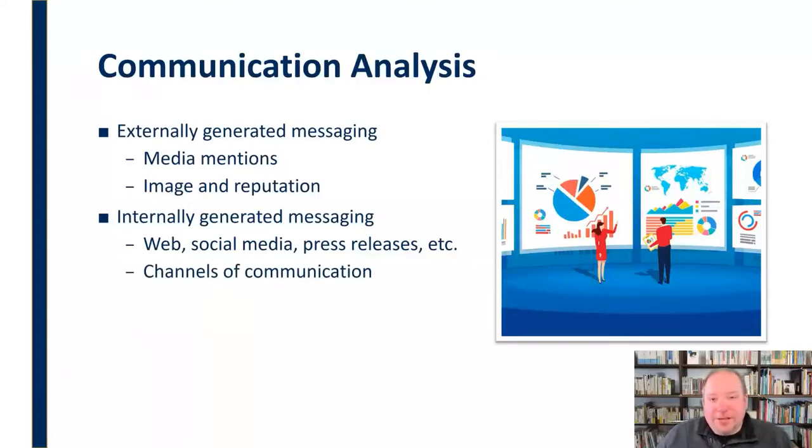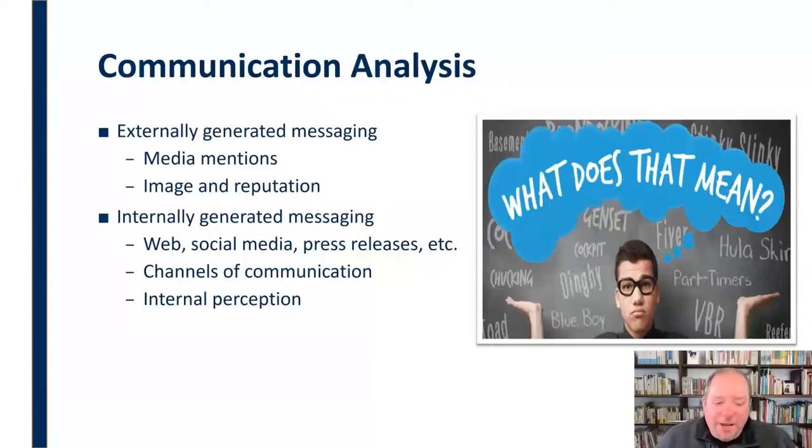We need to take a look at their channels of communication. What are their primary methods through which they are communicating their message and communicating with those publics? And then what's their internal perception? What are people within the organization saying about them? What are they thinking about that organization? And we need to be concerned with what does that all mean? How does all this collectively establish that image and reputation, and how are they conveying it? How are they controlling that narrative through their communication?